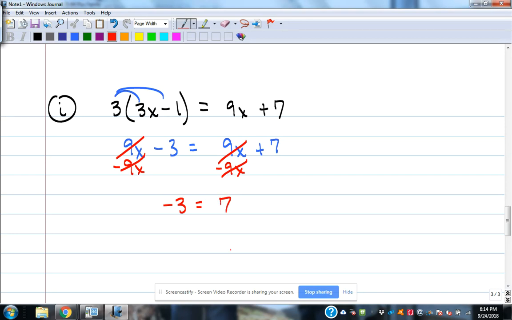Does negative 3 ever equal 7? No, negative $3 in your checking account is nowhere near the same thing as $7 in your checking account. One costs you money, one you have money. Okay? This is not true. This is false. That means it's not identical. It's a contradiction. It means there's no solution.